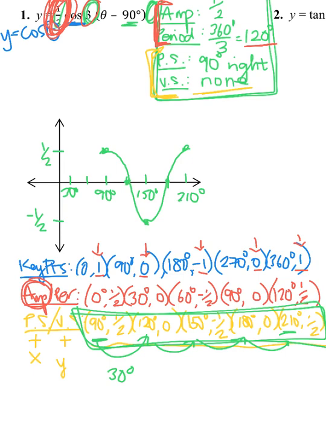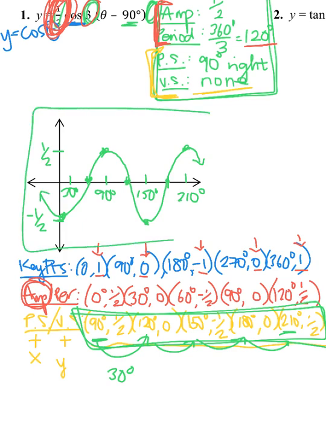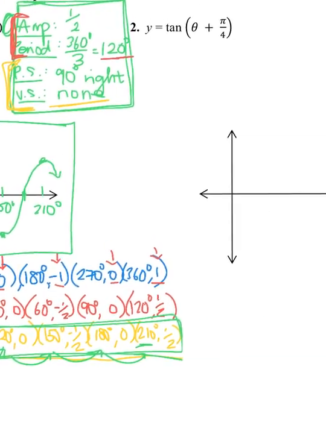It looks kind of funny like that, so I'm going to show that it does continue. I'm just going to follow that pattern. At 60 it would be at 0. At 0 it would be at -1/2. And it just keeps on going. All right, and that is my final answer for the graph. Okay, let me show you another example, number 2.